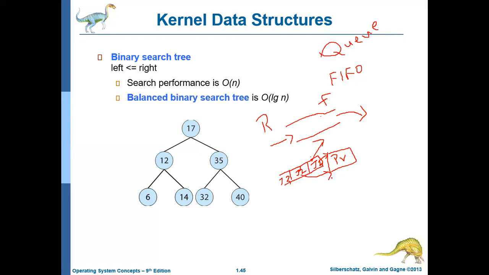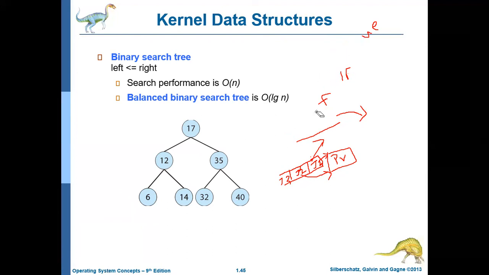Like that we have a process queue also. Whatever the order in which the processor accesses the processes, that is also maintained as a queue. So this is one of the important data structures which is commonly used in operating systems.